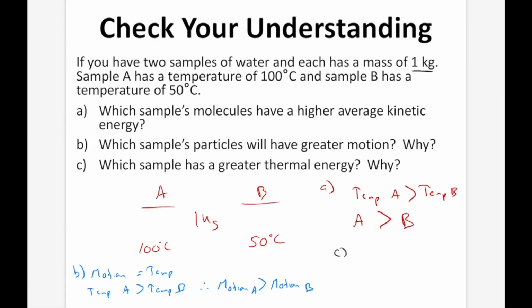And C, which sample has a greater thermal energy? Well, thermal energy is going to be based on both the EK and the EG. Now, these two variables depend both on the velocity and the mass. Since the masses are equal to each other, the differentiating factor is going to be the velocity. Since we know the velocity of A is bigger than the velocity of B, we can say that the thermal energy of A is greater than the thermal energy of B.